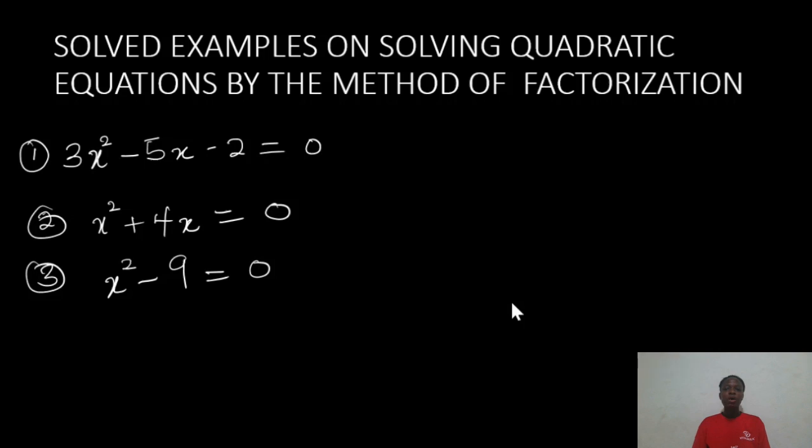In this video, we are going to look through some examples on solving quadratic equations by the method of factorization. So we have three examples here, and we are going to go through them. Our first example is 3x squared minus 5x minus 2 equal to 0. So let's deal with that one.